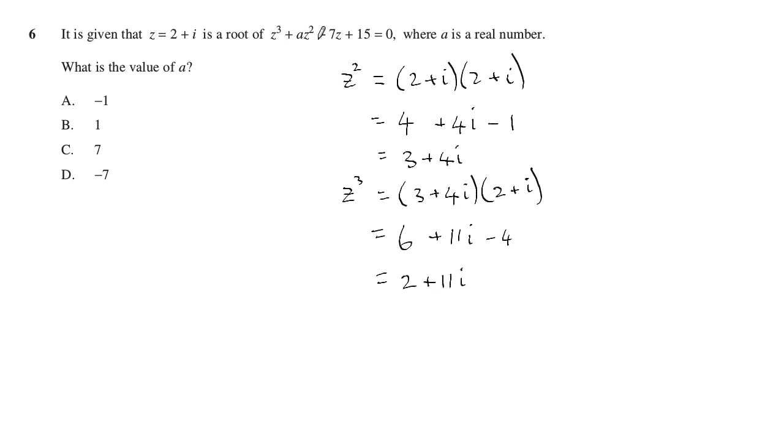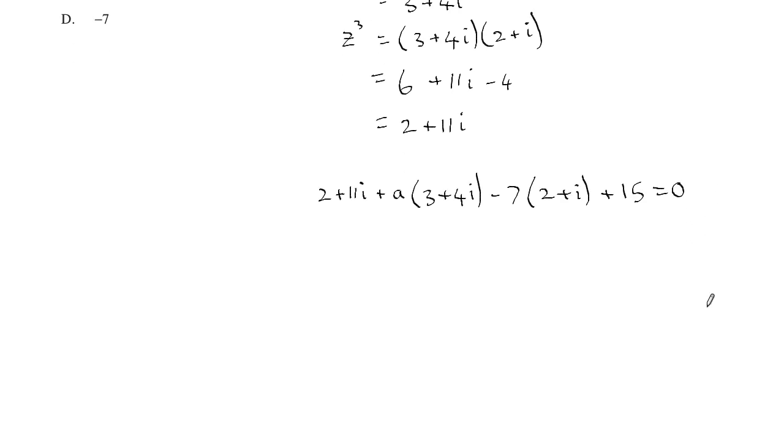Okay, let's plug those values into there. So we've got the z cubed is 2 plus 11i. We've got a times the z squared, which is 3 plus 4i, minus 7 times the z, and plus 15 equals 0. And we just need to simplify this a bit. So 2 plus 11i plus 3a plus 4ai minus 14 minus 7i plus 15 equals 0.